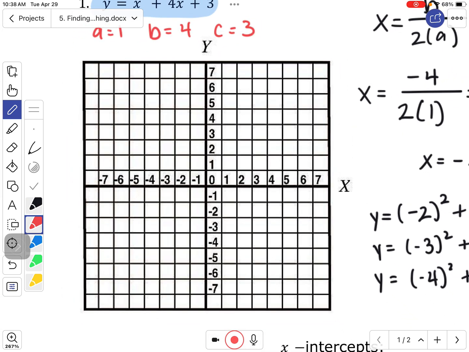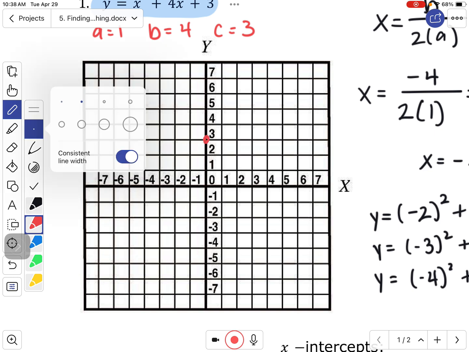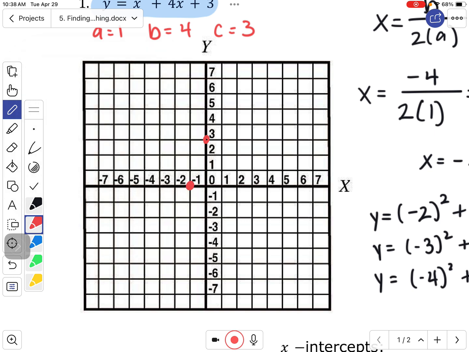So the first one I'm going to do is 0, 3. So I'm starting at 0, 0, right in the middle, the origin, and I'm going to go up 3 and put a dot. Now I want negative 1 is 0. So I'm going to go left 1, and then I'm not going anywhere. I'm going to stay right there. And now I want negative 2, so from the origin I'm going left 2, and then it's a negative 1, so down 1. Now I want left 3, and I'm not going anywhere. I'm staying right there. And then left 4, and then up 3.